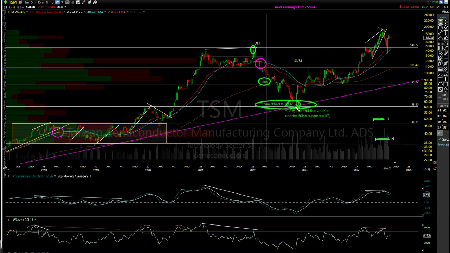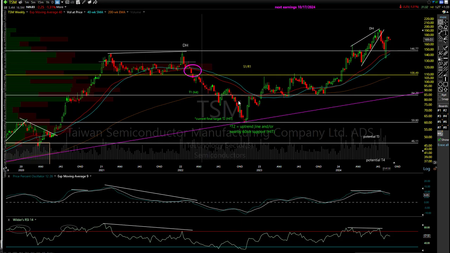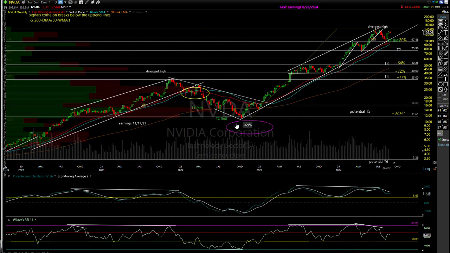Potential means that I could have revised T2 before we got there, extended it and made this official, but there were too many reasons to cover and go long there. It wasn't just TSM, the second biggest semi. NVIDIA also hit. Again, these targets were laid out back here. T2 was hit, and so now these are your current targets for the next drop down.